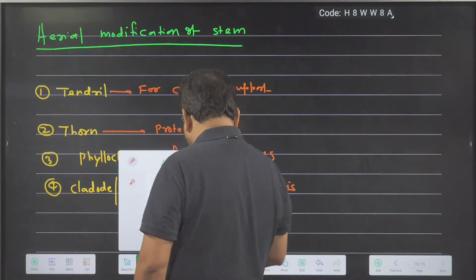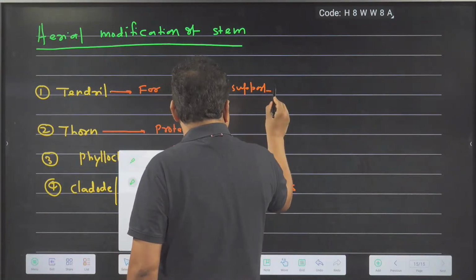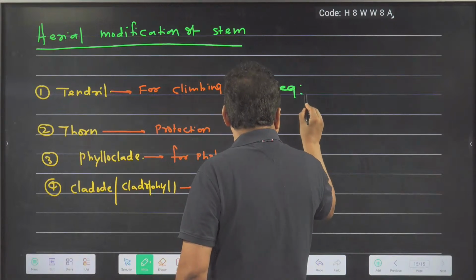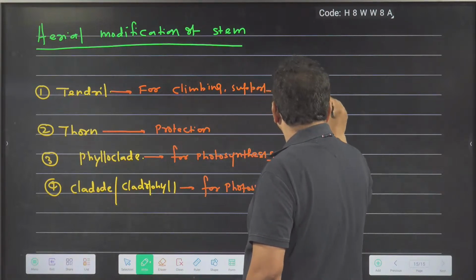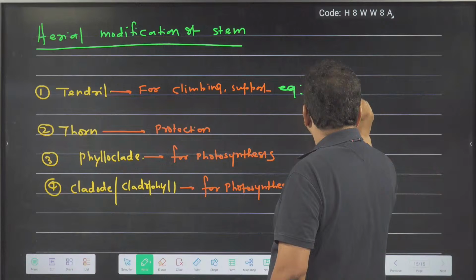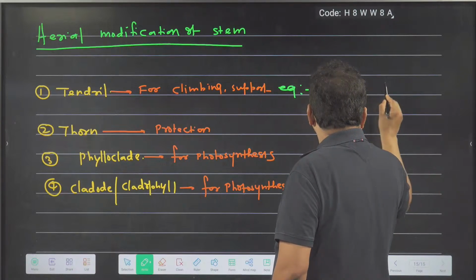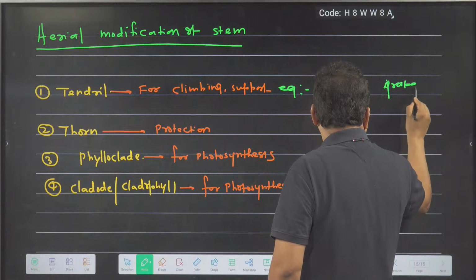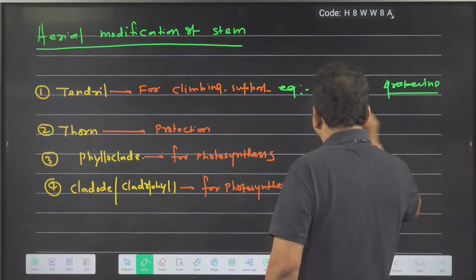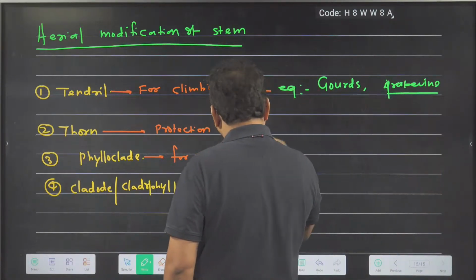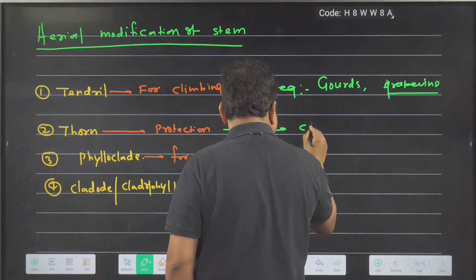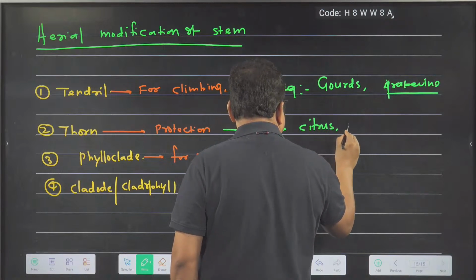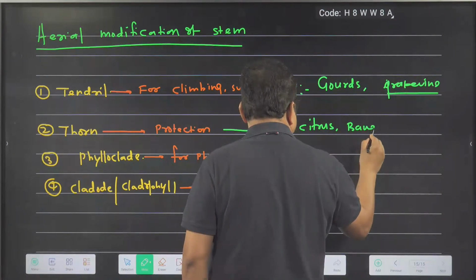Write the examples, then I will explain. Examples of the tendril category are gourds and grapevine. Examples of the thorn category are citrus and bougainvillea.